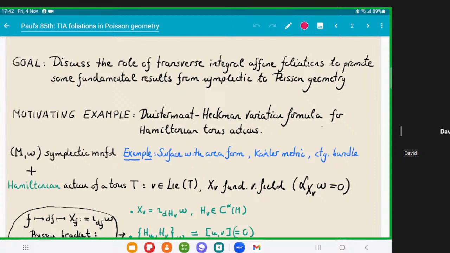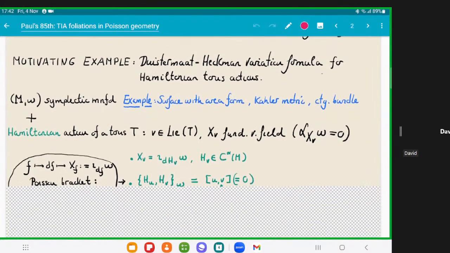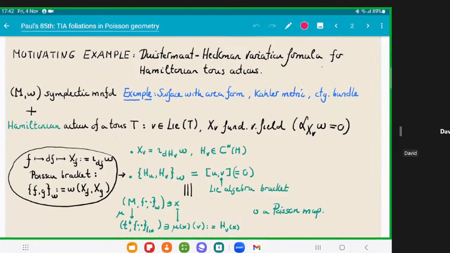Now, the main and motivating result that I would like to promote from symplectic to Poisson geometry is a theorem of Duistermaat and Heckman about the variation of symplectic reduced spaces, or the cohomology classes of symplectic reduced spaces. And even though I imagine that almost everyone there knows the result very well, I'm going to spell out this result in detail.